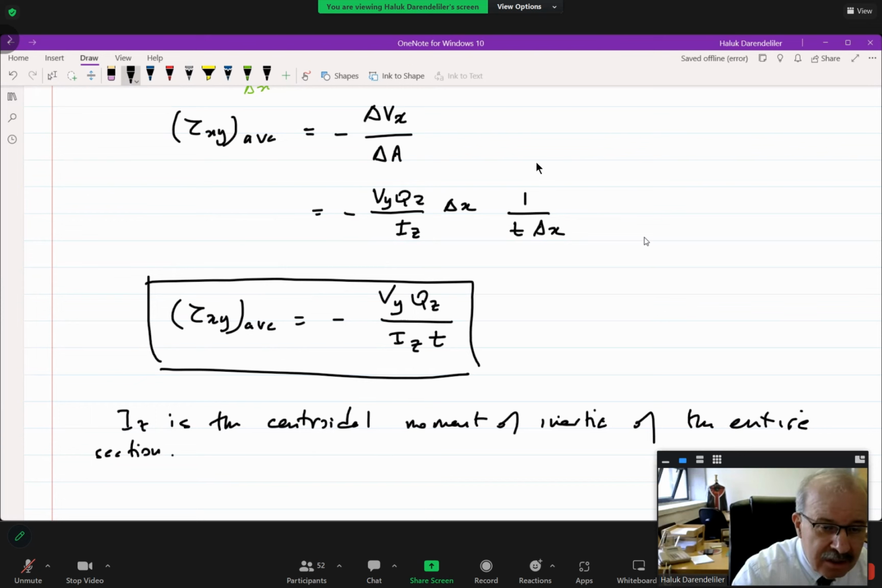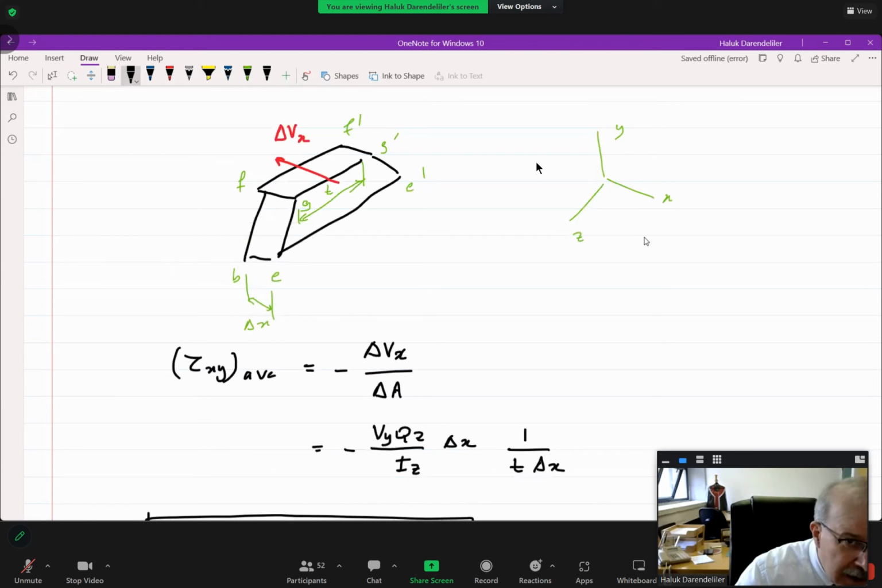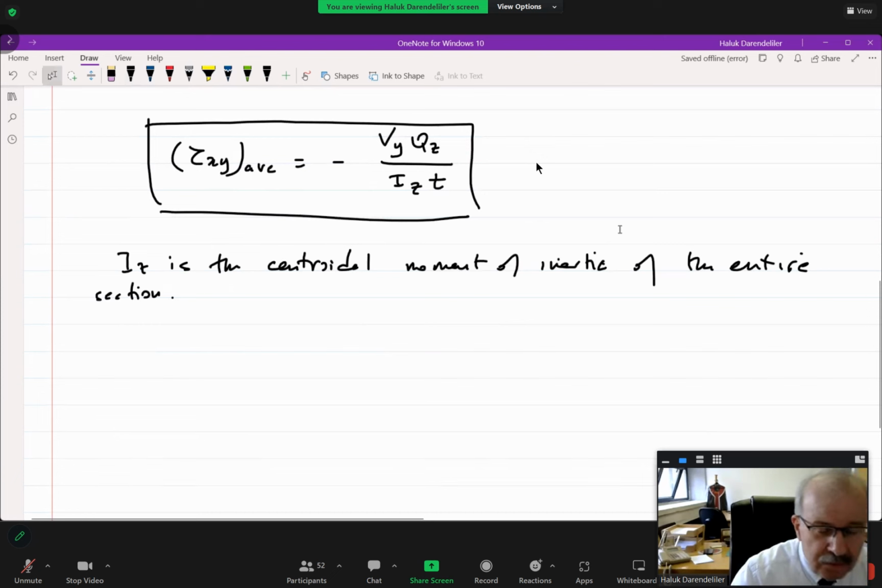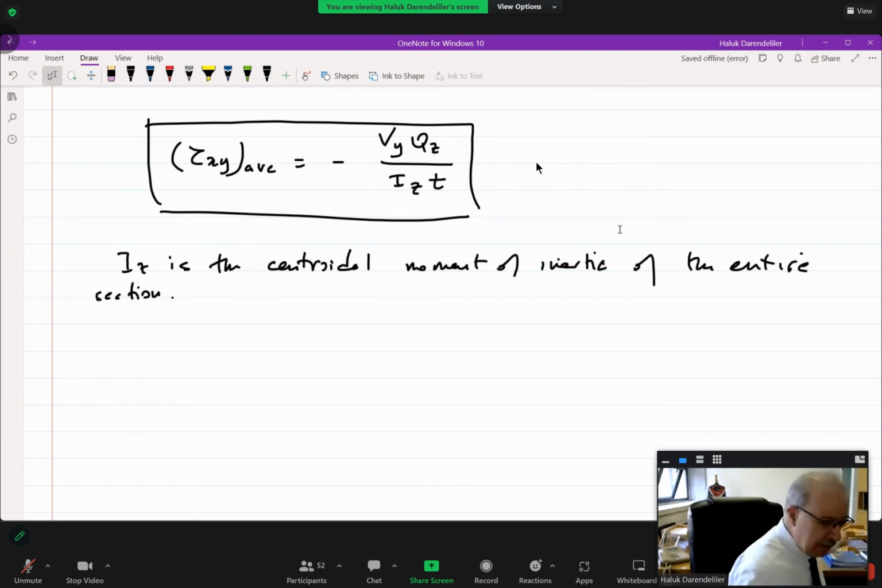Why am I writing this? Because I said that this part, this figure, is a half of the slab. Maybe half, maybe a part, let us say, of the slab, not the entire cross section. But the I should be the moment of inertia of the entire cross section. So shortly, the shearing stress in the beams is obtained with this equation, V Q over Iz.